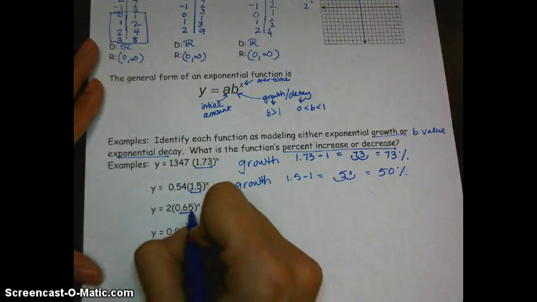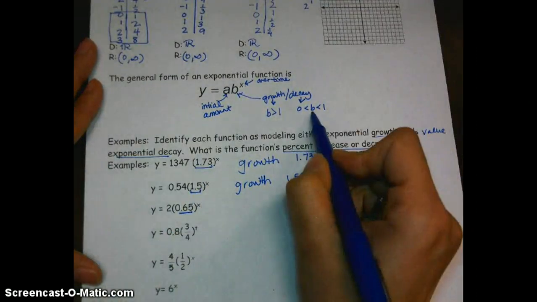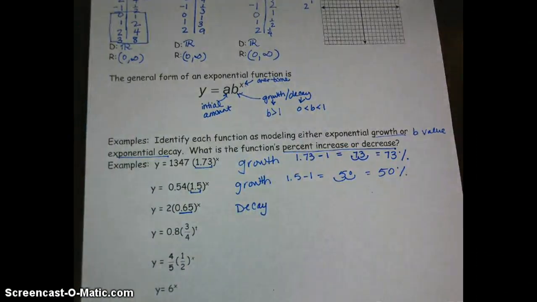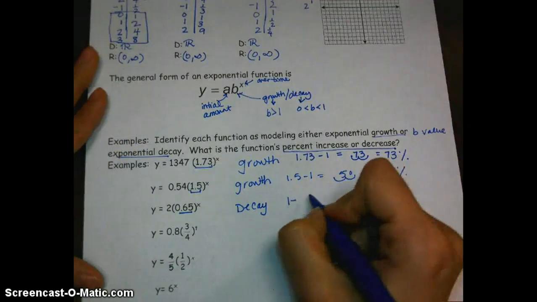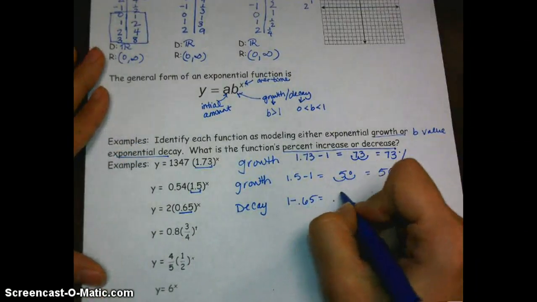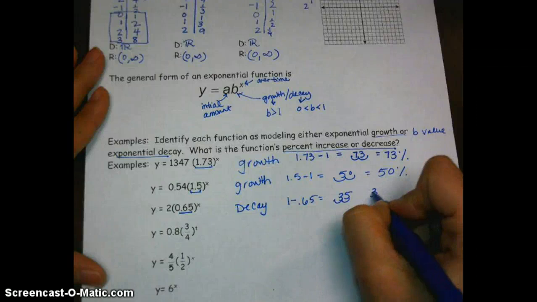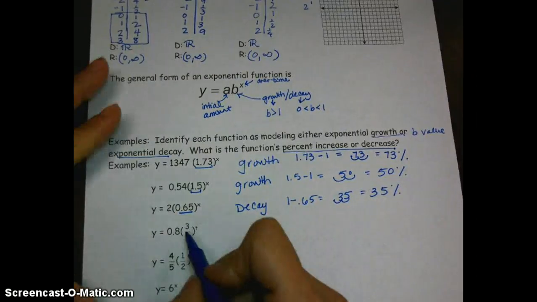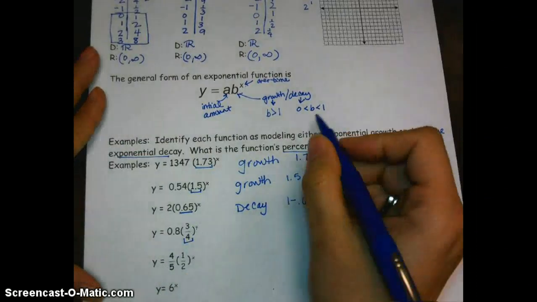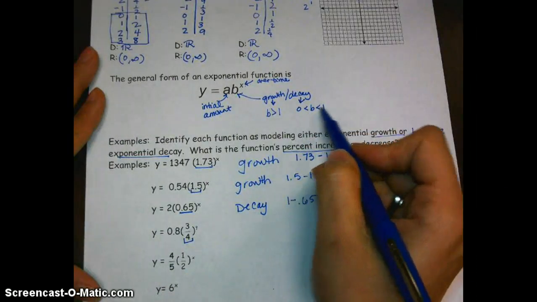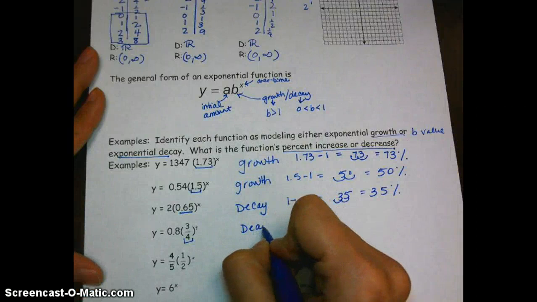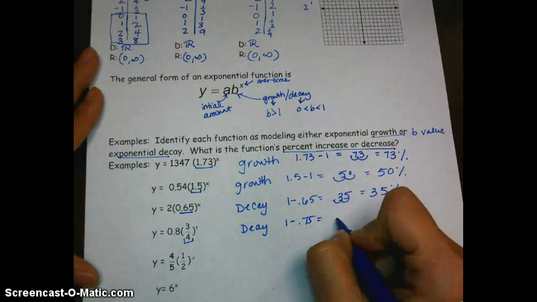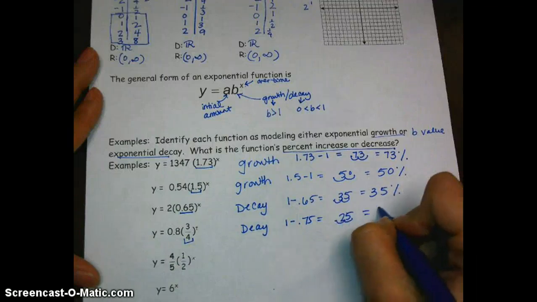This one has a b that is in between 0 and 1. So this is an example of decay. Again, we have to do the 1 minus. So 1 minus 0.65 gives back 0.35. So that's by 35%. Okay, the next one, 3/4, is another decay because that value of b is between 0 and 1. 1 minus 3/4. 3/4 is really 0.75, right? So that is 0.25. Change it to a percent, makes 25%.